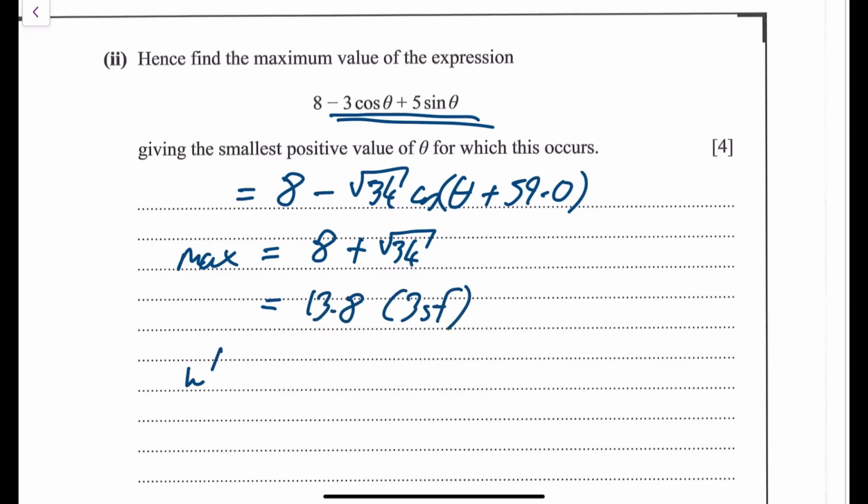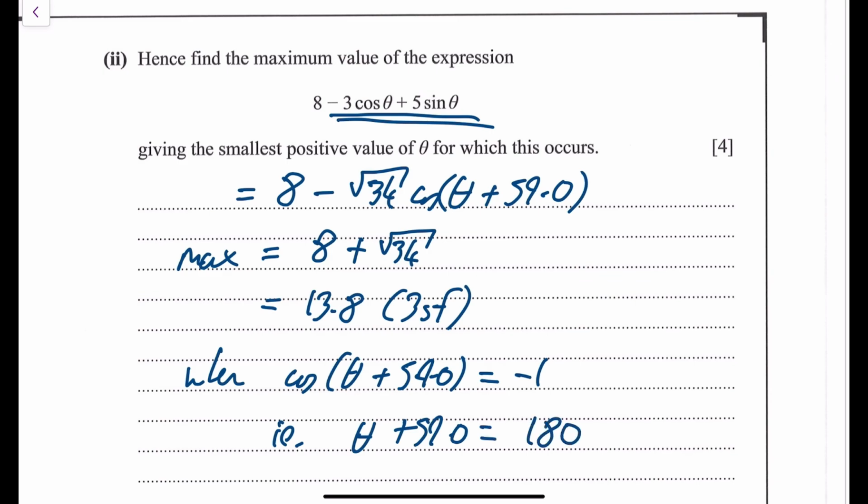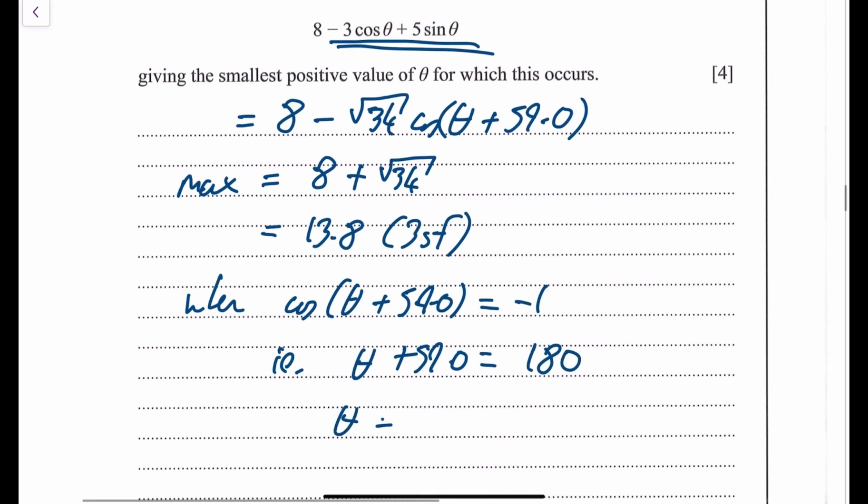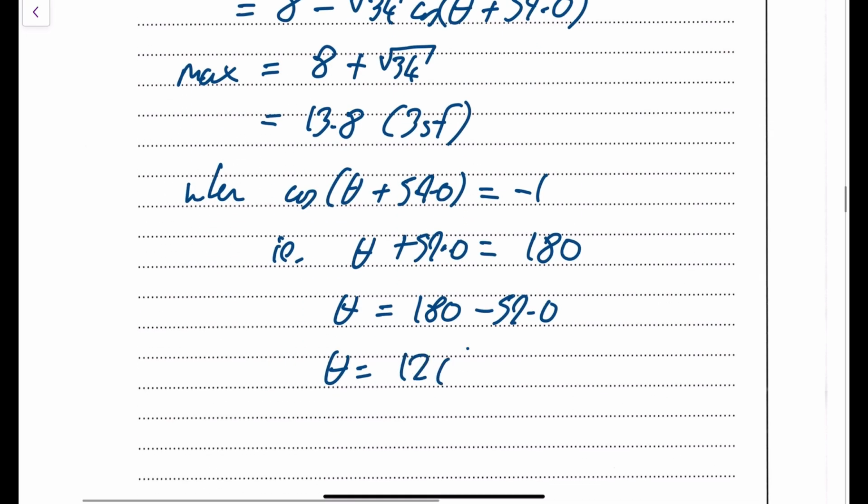And that happens when the cos of theta plus 59.0 equals minus 1, i.e. theta plus 59.0 is equal to 180 degrees, which means theta is equal to 180 minus 59.0, which means theta is equal to 121 degrees, again, to 3 sig figs.